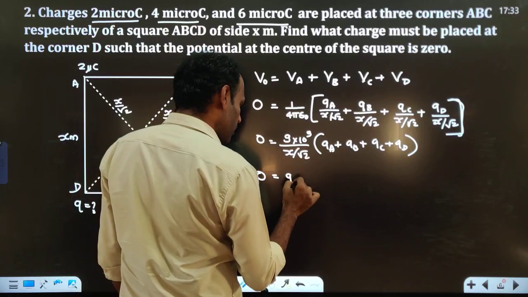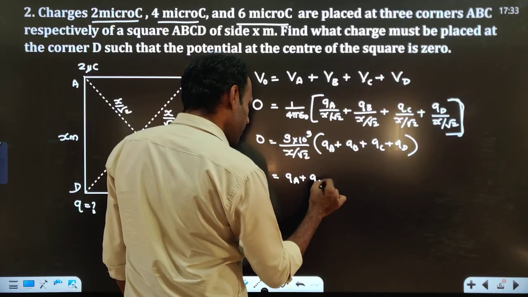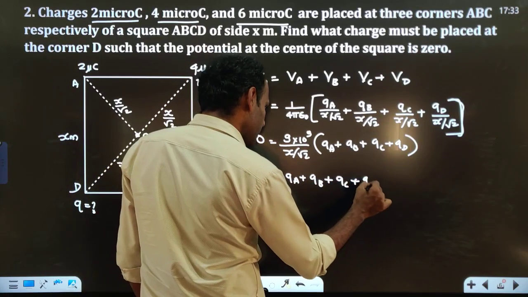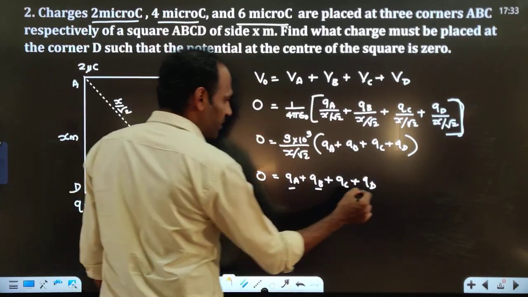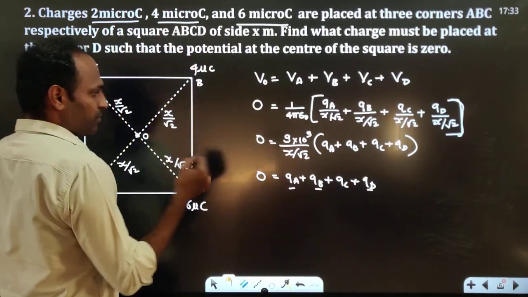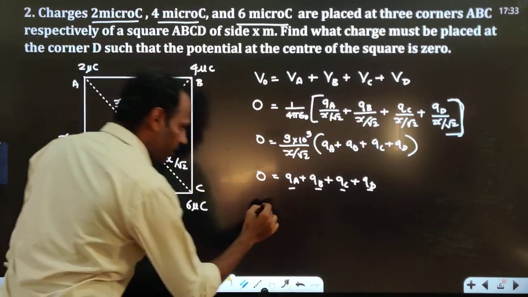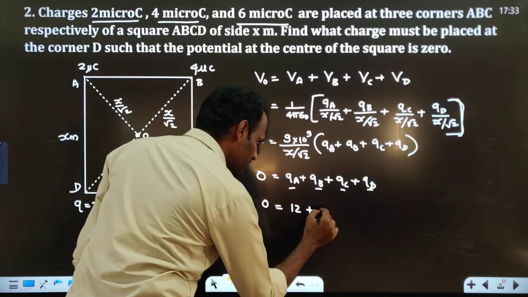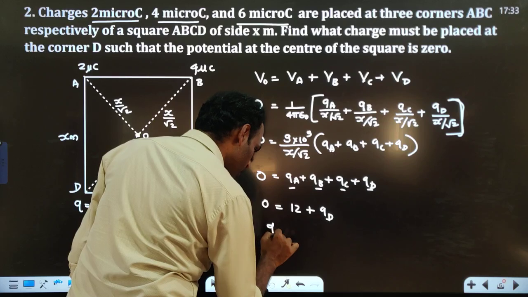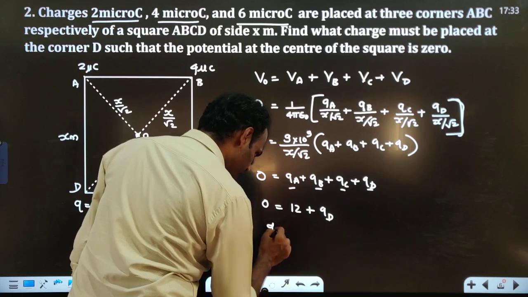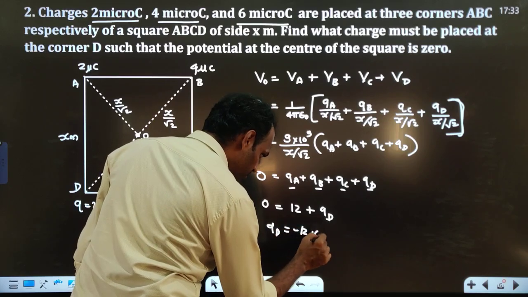So 0 is equal to qa plus qb plus qc plus qd, right? So a plus b plus c, 2 plus 4 is 6, 6 plus 6 is 12. So this will be 12 plus qd. So qd, if we write it, qd is equal to -12 microcoulomb.